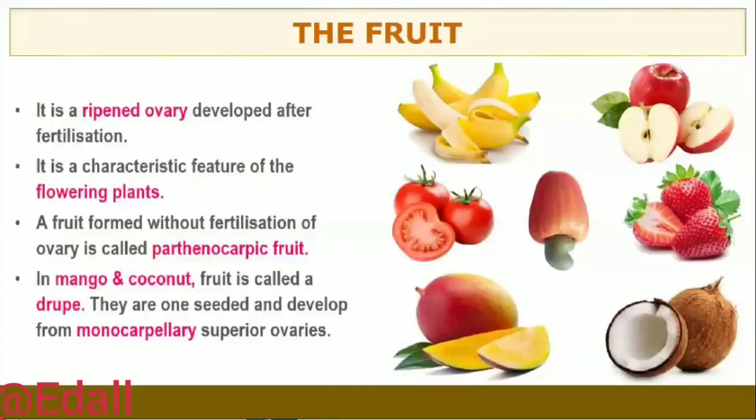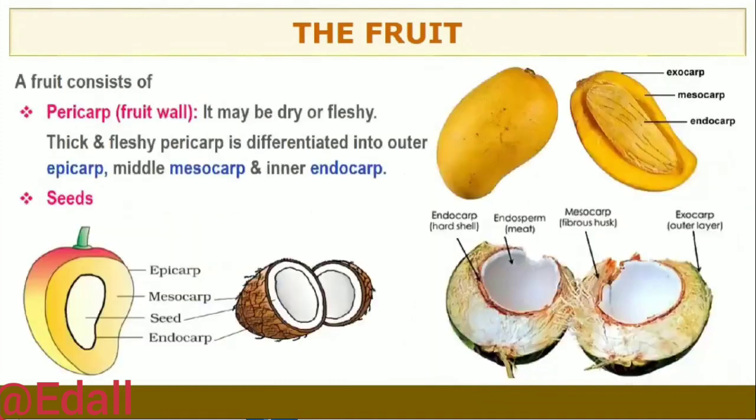5.6 The fruit. The fruit is a characteristic feature of the flowering plants. It is a mature or ripened ovary, developed after fertilization. If a fruit is formed without fertilization of the ovary, it is called a parthenocarpic fruit. Generally, the fruit consists of a wall or pericarp and seeds. The pericarp may be dry or fleshy. When the pericarp is thick and fleshy, it is differentiated into the outer epicarp, the middle mesocarp and the inner endocarp.